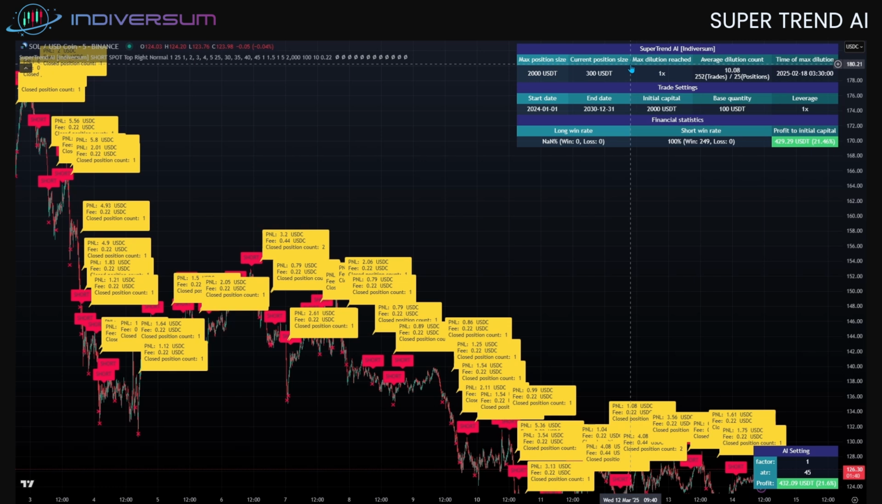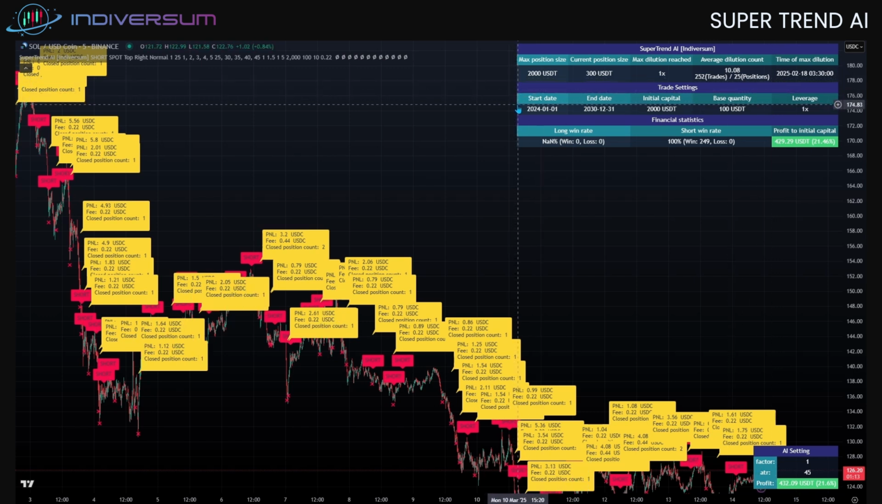Now, let's talk about dilution. Max dilution reached. This number shows how many times the system hit the maximum dilution during the test. Average dilution count. This gives us an average of how often dilution occurred. It's calculated by dividing the number of trades by the number of positions that required dilution. Time of max dilution. This records the exact date and time when the system hit its highest level of dilution.